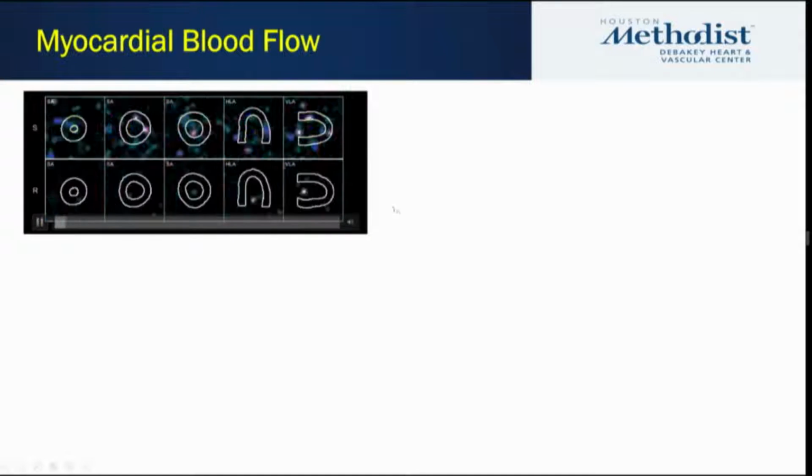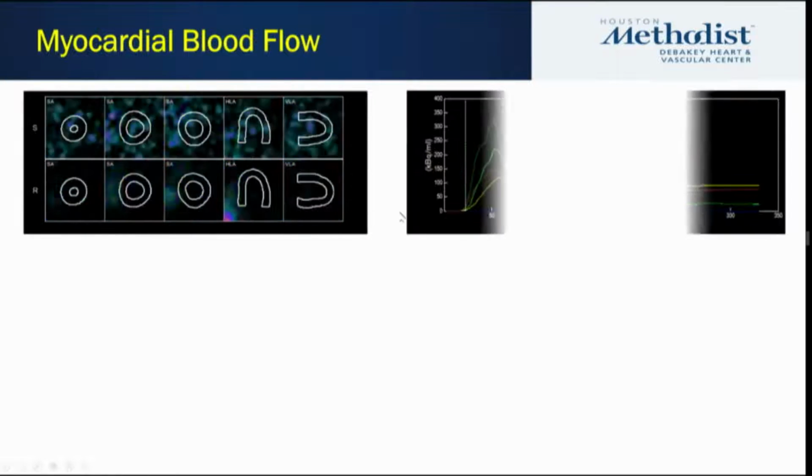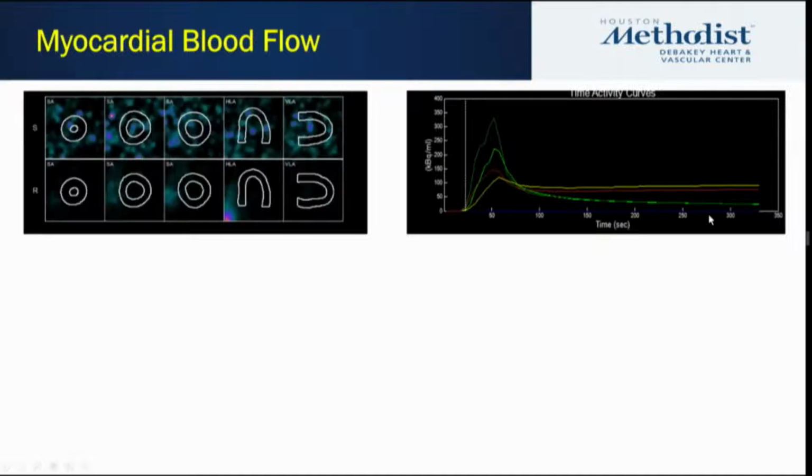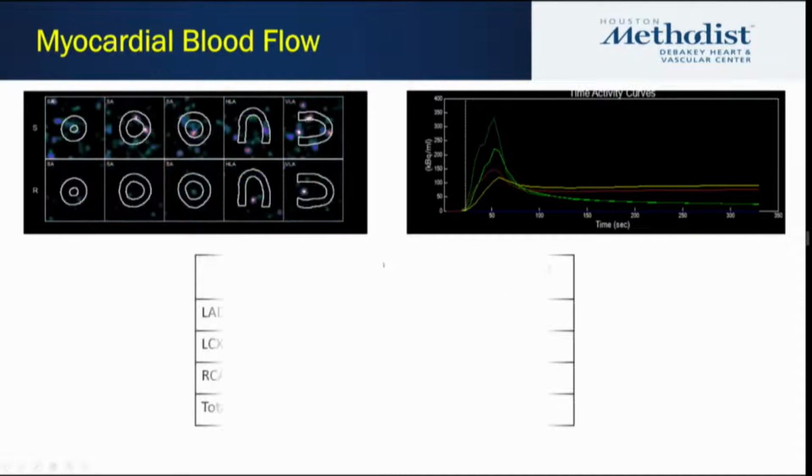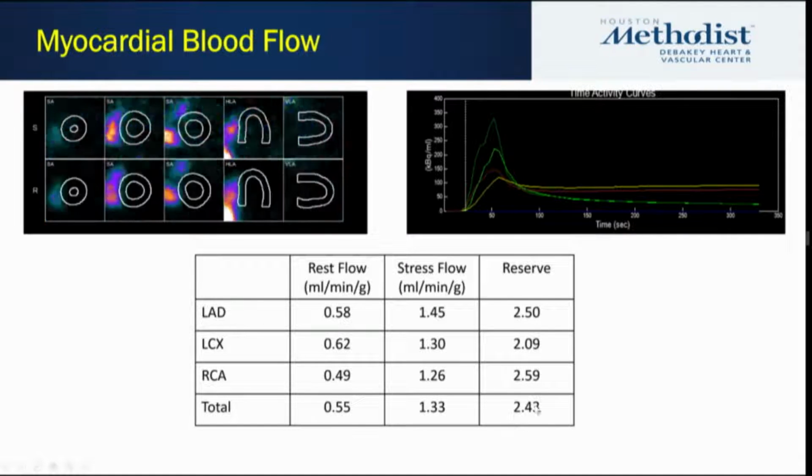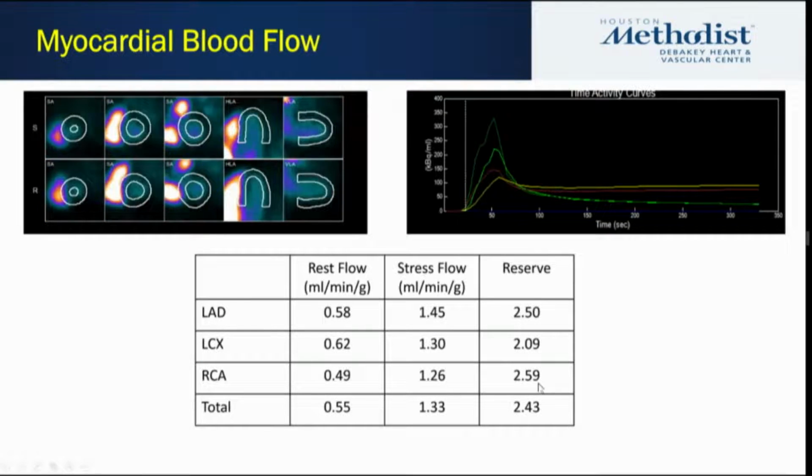She also had PET myocardial blood flow assessment, and you can see here the curves are without any motion artifact, and her coronary flow reserve is 2.43, which is well into the normal range, and her flow increase in all three vessels almost doubled and tripled, almost 2.5 times in each vessel.